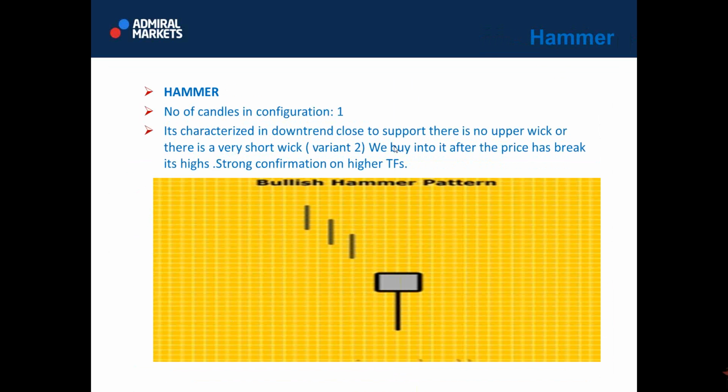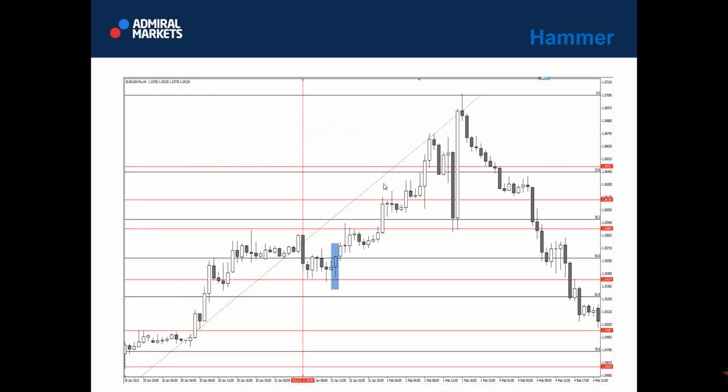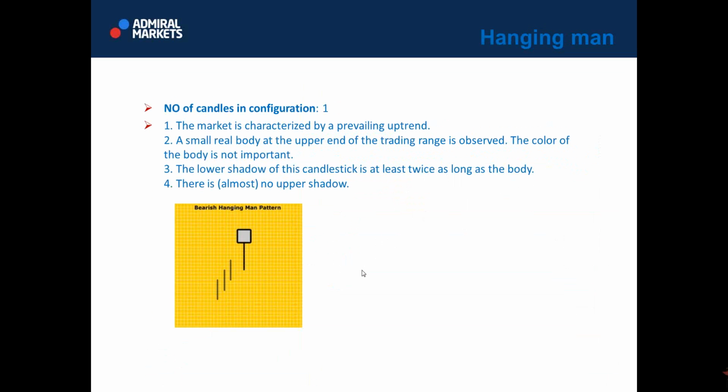Hammer, this is a hammer. You know about the hammer. It's characterized by a downtrend, close to support. There is no upper wick, or there is a very short wick. We buy into it after the price has broken its highs. Strong confirmation is on higher time frames. So this is a hammer. We want to see the hammer close to support, because it's a bullish pattern. It's a one candle configuration. You know about it.